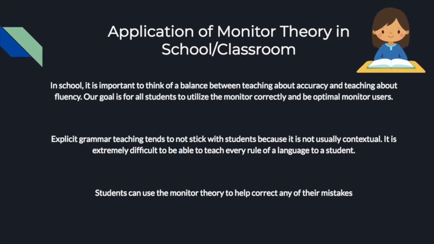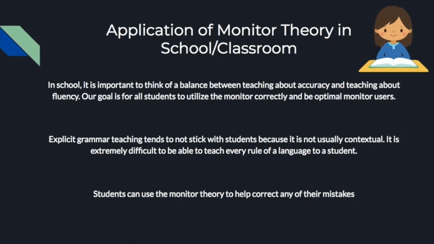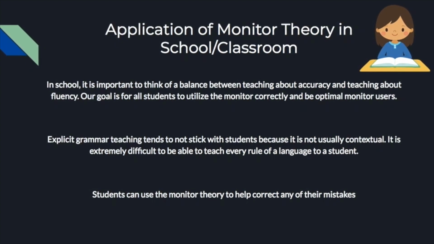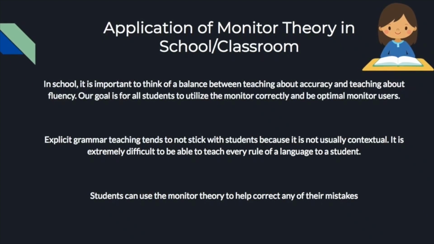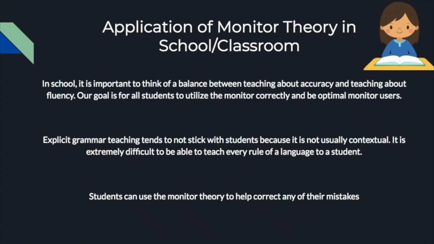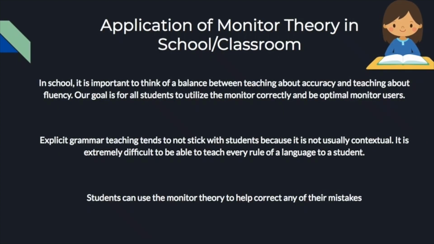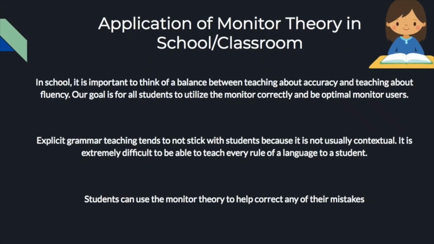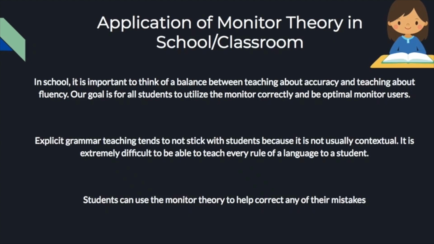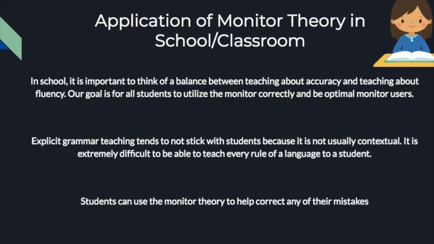Application of monitor theory in school classrooms. In school, it is important to think of a balance between teaching about accuracy and teaching about fluency. Our goal is for all students to utilize the monitor correctly and be optimal monitor users. Explicit grammar teaching tends to not stick with students because it is not usually contextual. It is extremely difficult to be able to teach every rule of a language to a student. Students can use the monitor theory to help correct any of their mistakes.